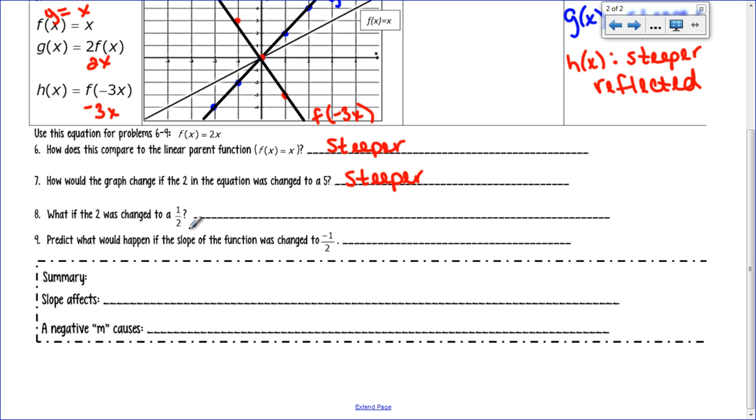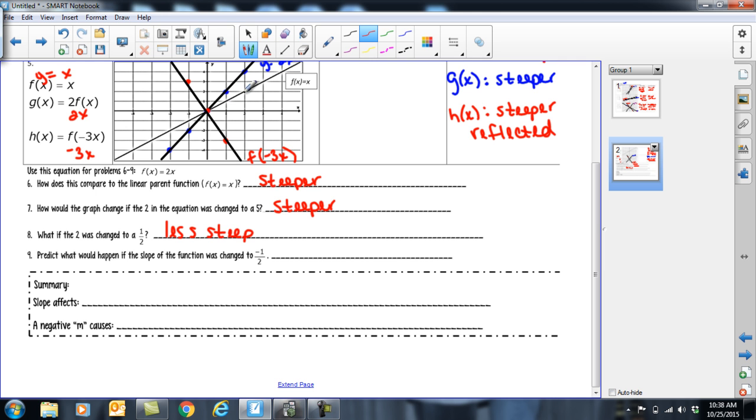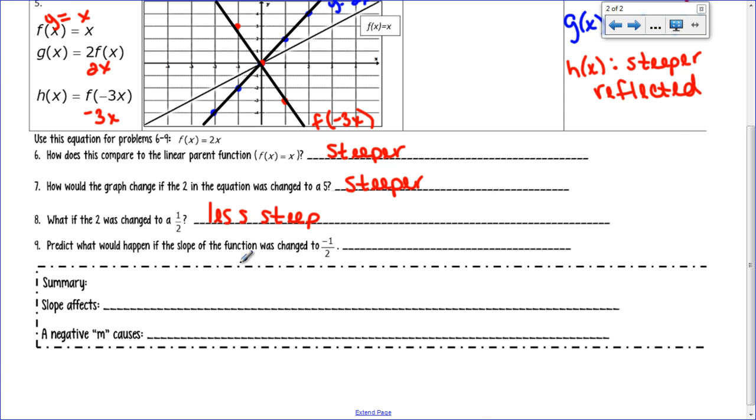So now I have 1/2 x. Well, we talked about that before too, and if I make the slope smaller, then the graph becomes less steep. And so now let's predict what would happen if the slope of the function was changed to a negative 1/2. Well, we know what the 1/2 does. The 1/2 makes it less steep. The negative doesn't affect the steepness at all. All the negative does is it reflects it. So this one is less steep and reflected because of the negative. So there is some summary.